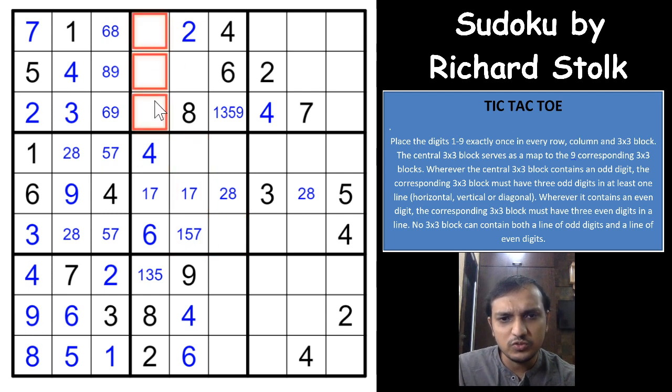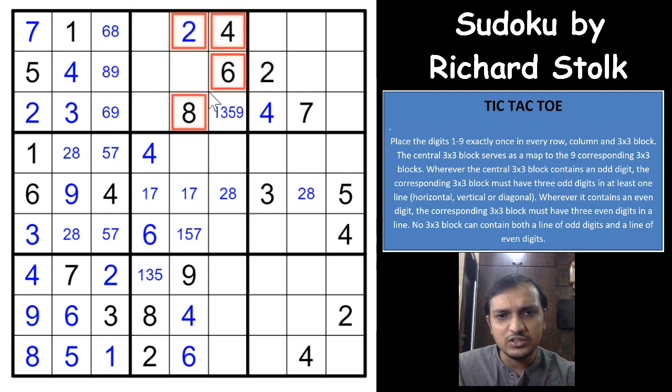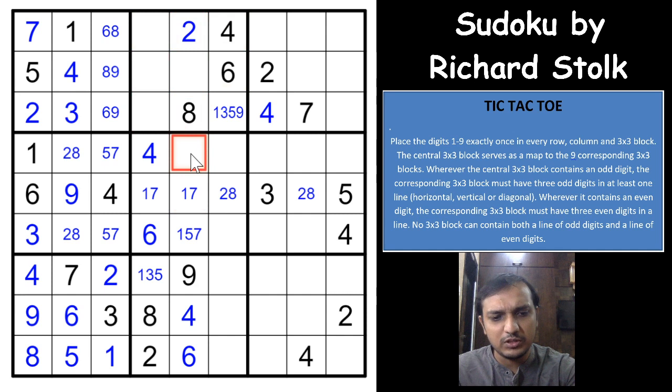Let me see. So this box will also have odd digits, because you already have 4 even digits here, which is not forming any of the constraints here, horizontal, vertical, or diagonal, which means you'll have 3 odd digits here. So this would have to be an odd digit again. So 1, 3, 5, 7, 1 cannot be here. This would have to be 3, 5 and 7.